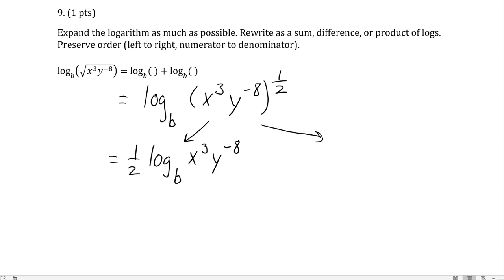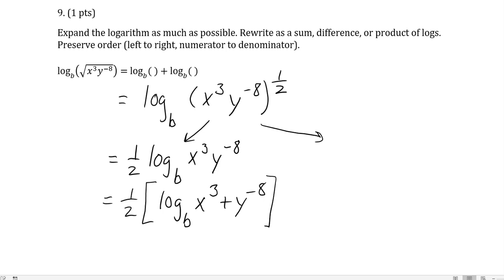Then we need to split up the product into a sum, but because we have a 1/2 as a factor on the front, the 1/2 gets multiplied by the product when it gets split into a sum, and this will lead us to this result right here. Notice that we then need to distribute the 1/2 across both terms so that we have 1/2 the log base b of x to the third plus 1/2 log base b of y to the -8.